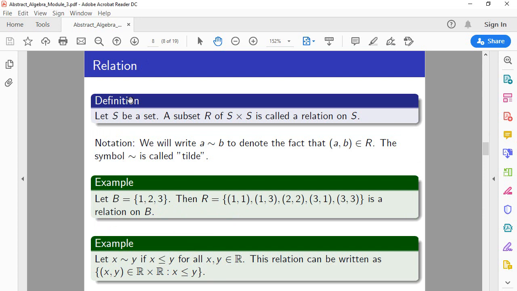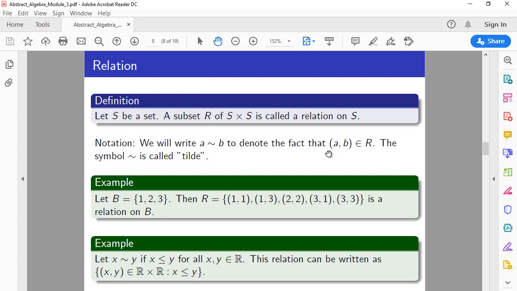Okay, so now the definition of a relation. Let S be a set. A subset R of S cross S is called a relation on S. We will write a tilde b to denote the fact that (a, b) belongs to the relation. So what is a relation on a set S? Well, a relation on a set S is just a subset of S cross S. So R is a subset of S cross S. So that's what a relation is.